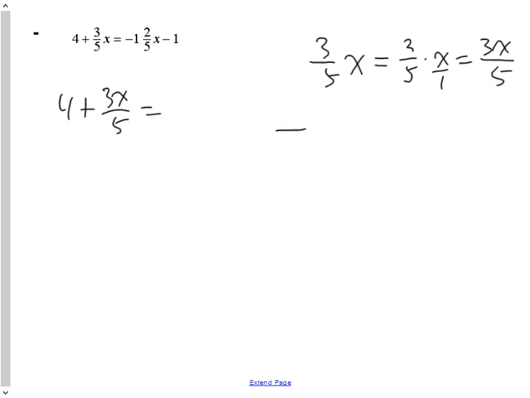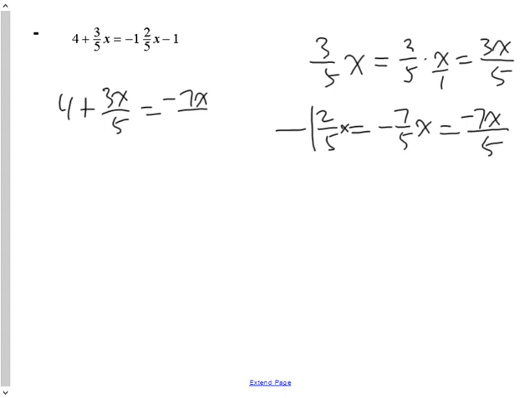So negative 1 2/5 x is the same thing as negative 7/5 x, which is the same thing as negative 7x over 5. Minus 1. Now, options. What would I do next? I'm a pretty bright guy. What do you think I'm going to do? I'm going to multiply both sides by 5.